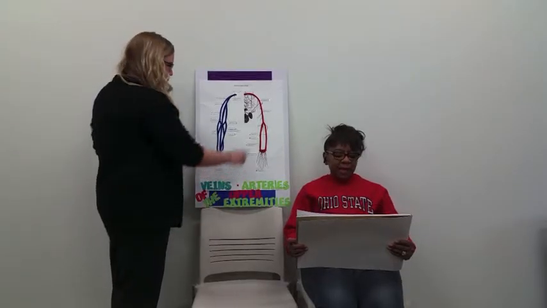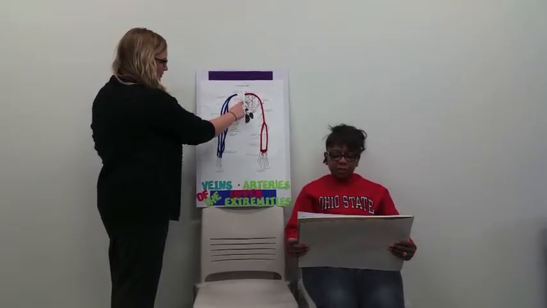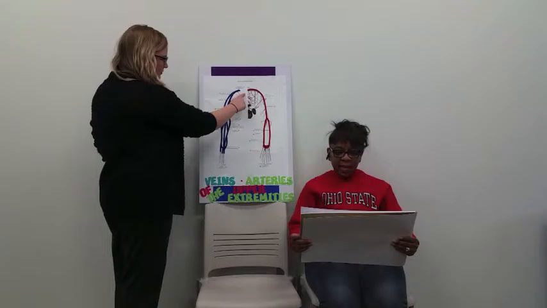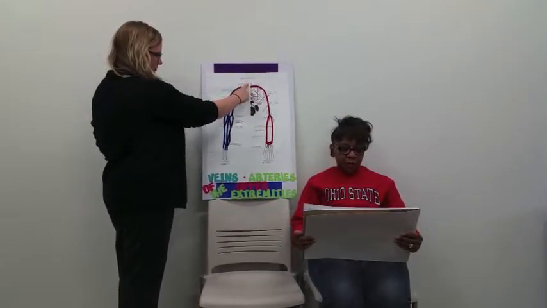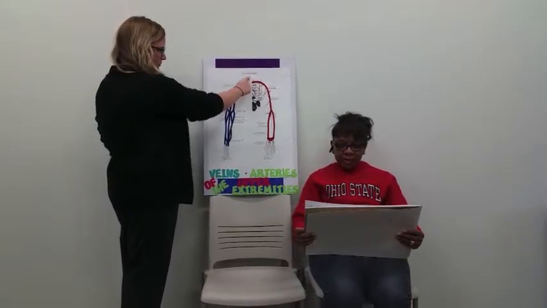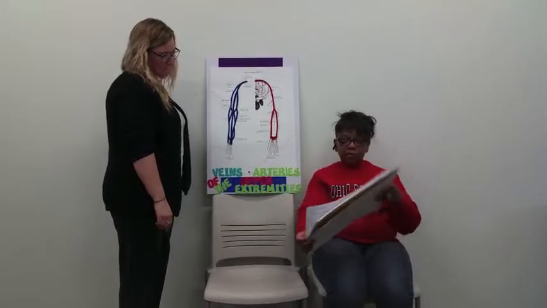The superior vena cava, a large vein which returns blood to the heart from the head, neck, and both upper limbs. It also returns deoxygenated blood from the systemic circulation to the right atrium of the heart.